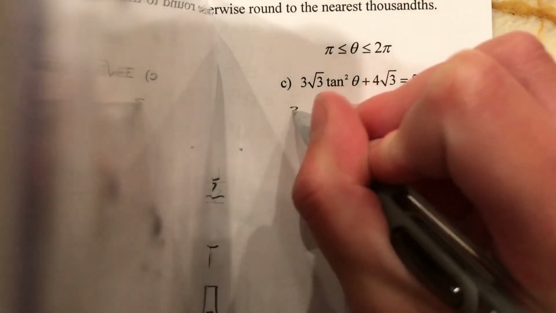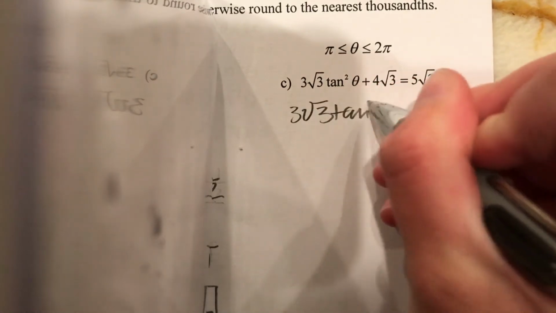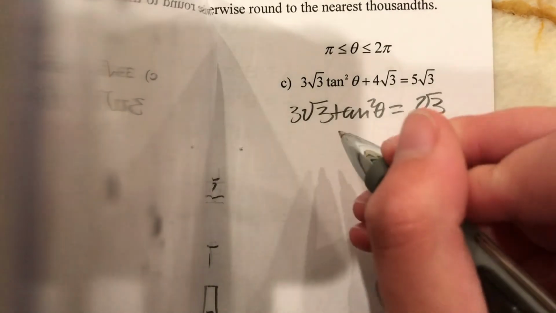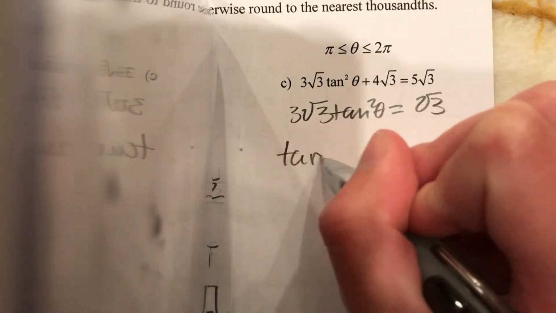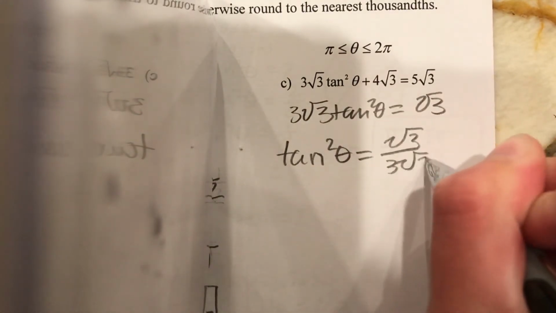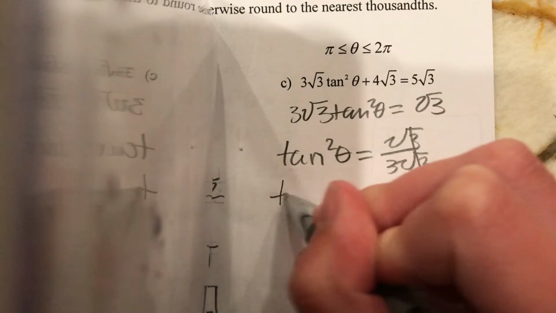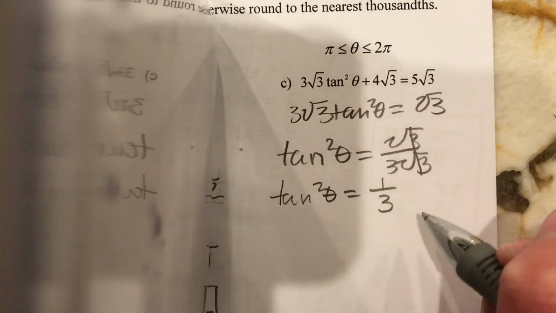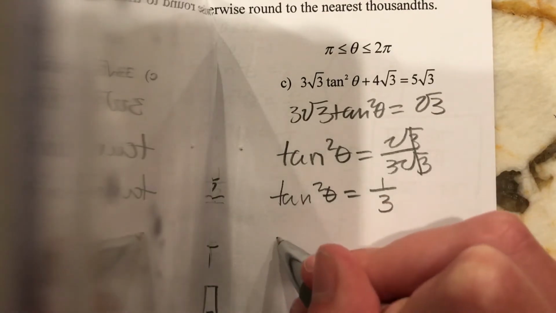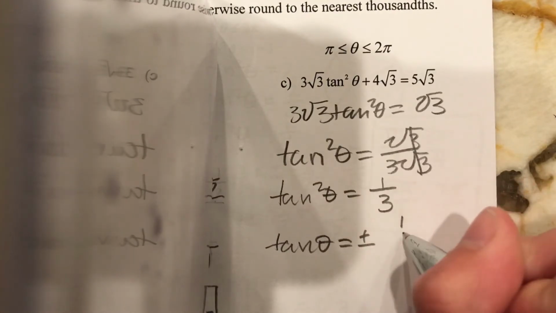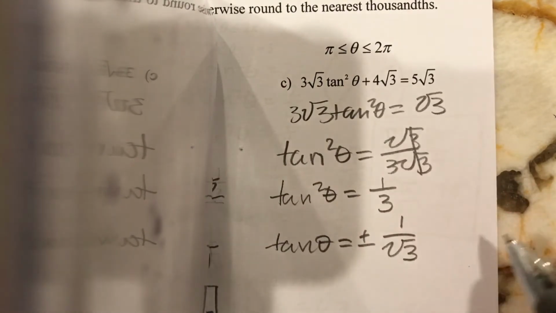For this one, you'd first start off by subtracting 4 root 3, so you get 3 root 3 tangent squared of theta equals root 3, and then you divide by root 3, so you get tangent squared of theta equals root 3 divided by 3 root 3, and the root 3's cancel, so then you get tangent squared of theta equals 1 over 3, and then you have to square root that to get rid of the square, so you get tangent of theta equals plus or minus 1 over root 3.